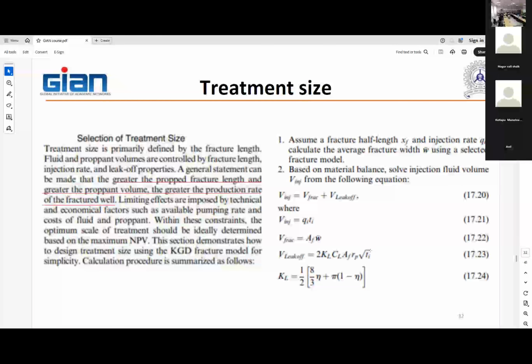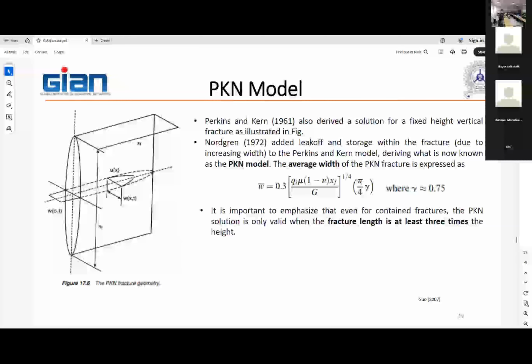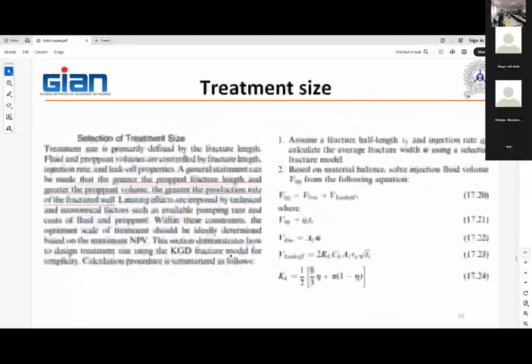So what are these terms? CL is the leak off coefficient, and you can determine that from different types of laboratory measurements. Then you have the area of the fracture, which I just showed you. The area of the fracture is 2 times the half length times the height of the fracture, okay? RP is what? It is the ratio of reservoir thickness to fracture height.